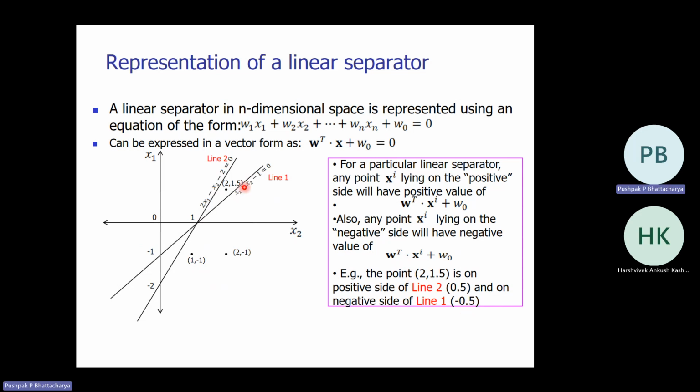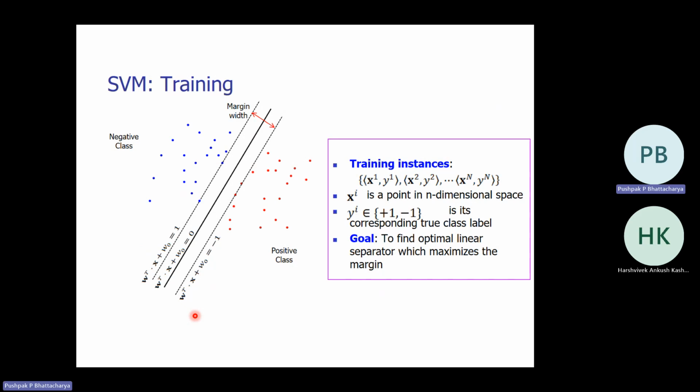So we go by the definition of separator. The points belonging to one class are on one side of the hyperplane. The points belonging to the other class are on the other side of the hyperplane. That basic definition remains. So how do we see the margin width?